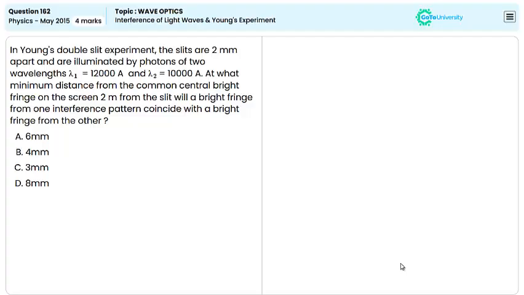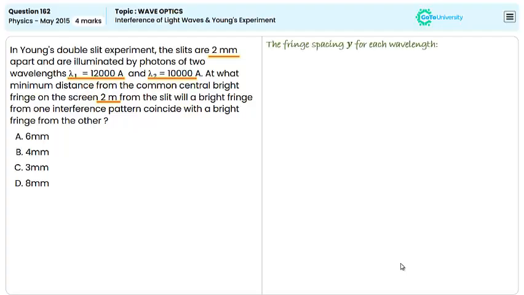We are given the slit separation d is equal to 2 mm, which is nothing but 2 into 10 to the power minus 3 meters, and wavelength lambda 1 is equal to 12,000 angstrom, which is nothing but 1.2 into 10 to the power minus 6 meter, and lambda 2 is equal to 10,000 angstrom, which is 1 into 10 to the power minus 6 meter, and distance from the slit to the screen D is equal to 2 meters.